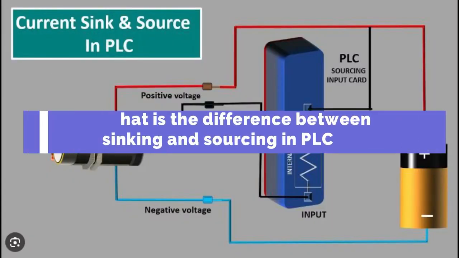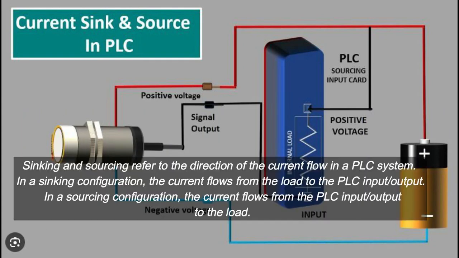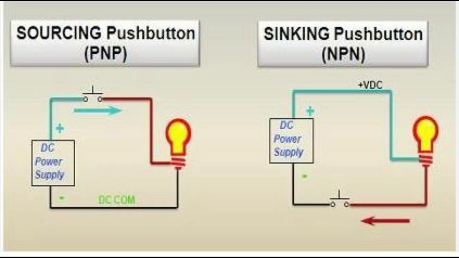What is the difference between sinking and sourcing in PLC? Sinking and sourcing refer to the direction of the current flow in a PLC system. In a sinking configuration, the current flows from the load to the PLC input-output. In a sourcing configuration, the current flows from the PLC input-output to the load.